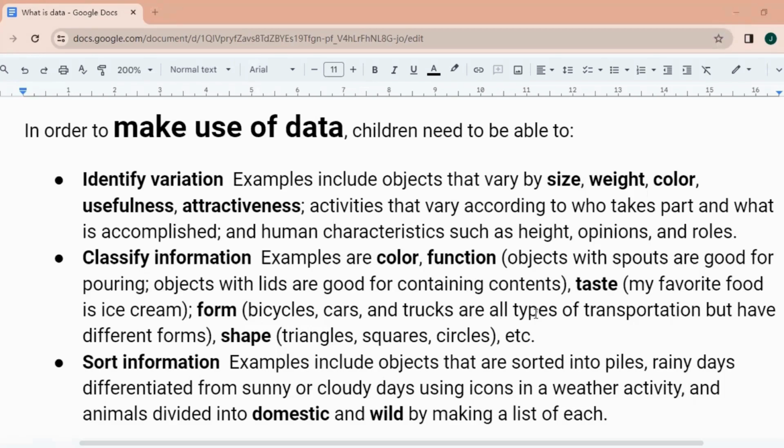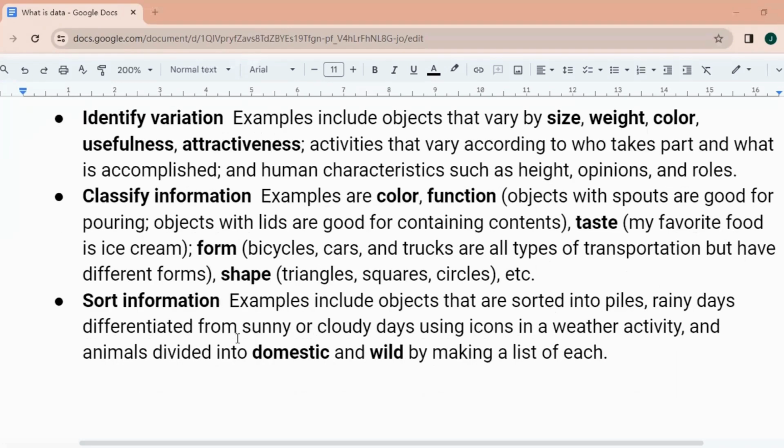And last, sort the information. The information could be sorted into piles, rainy days differentiated from sunny or cloudy skies, or domestic and wild. So there are a lot of examples of how we can sort different information.